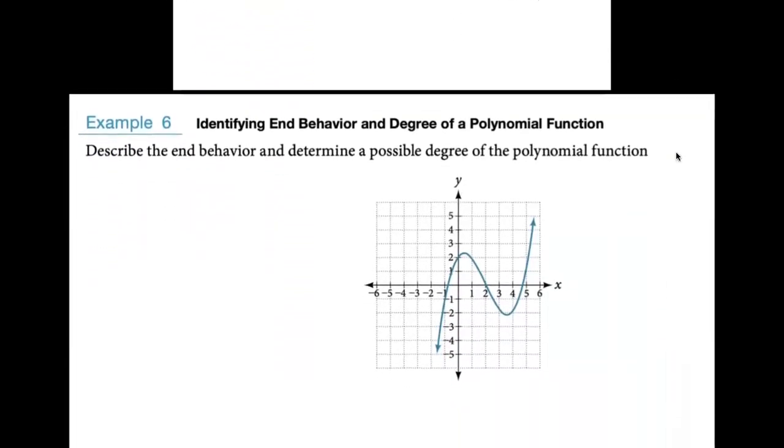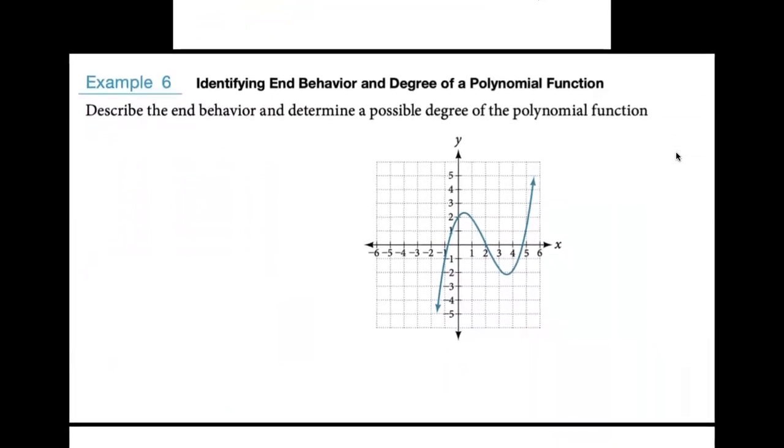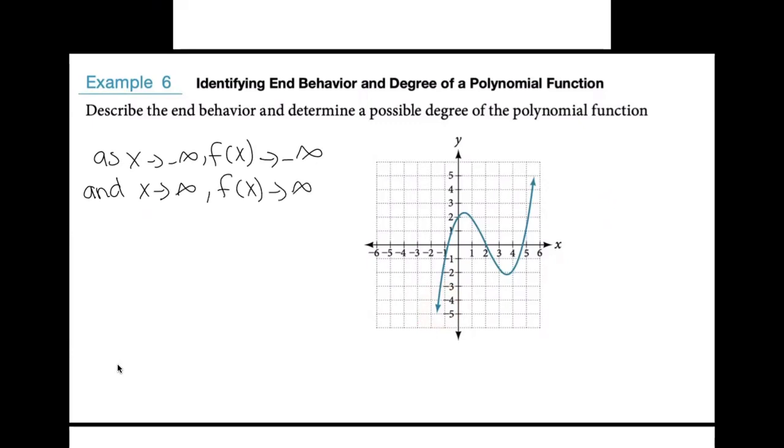Okay, sometimes we might be given a graph. So here we want to come up with the end behavior of this, and then think about what possible degrees we can have for this polynomial. All right, so end behavior again: as x approaches negative infinity, our f of x will approach negative infinity as well. And as x approaches positive infinity, f of x also approaches positive infinity.